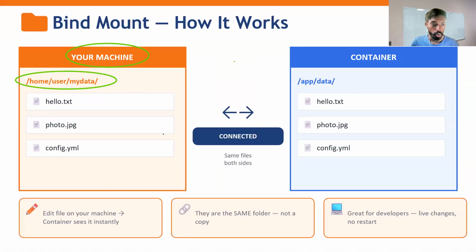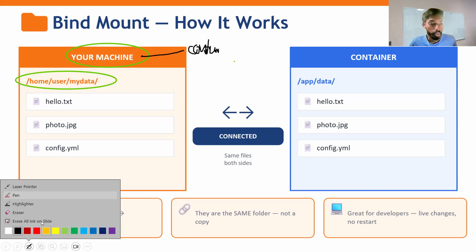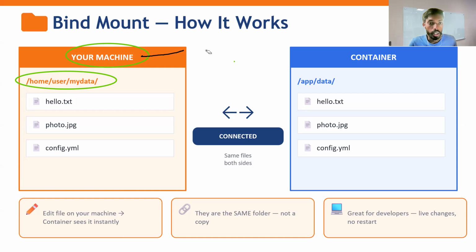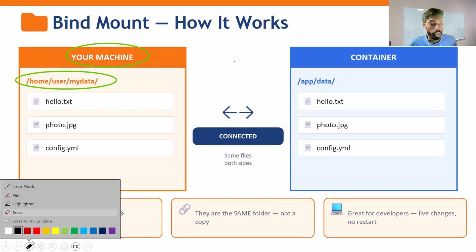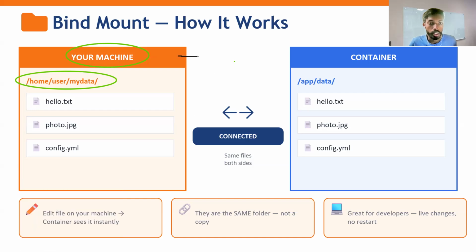Let's say, okay, let's go to bind mount. When it comes to bind mount, let's say this is your machine. Your machine means our local or container host machine. So here, container host machine, right? This is the host.